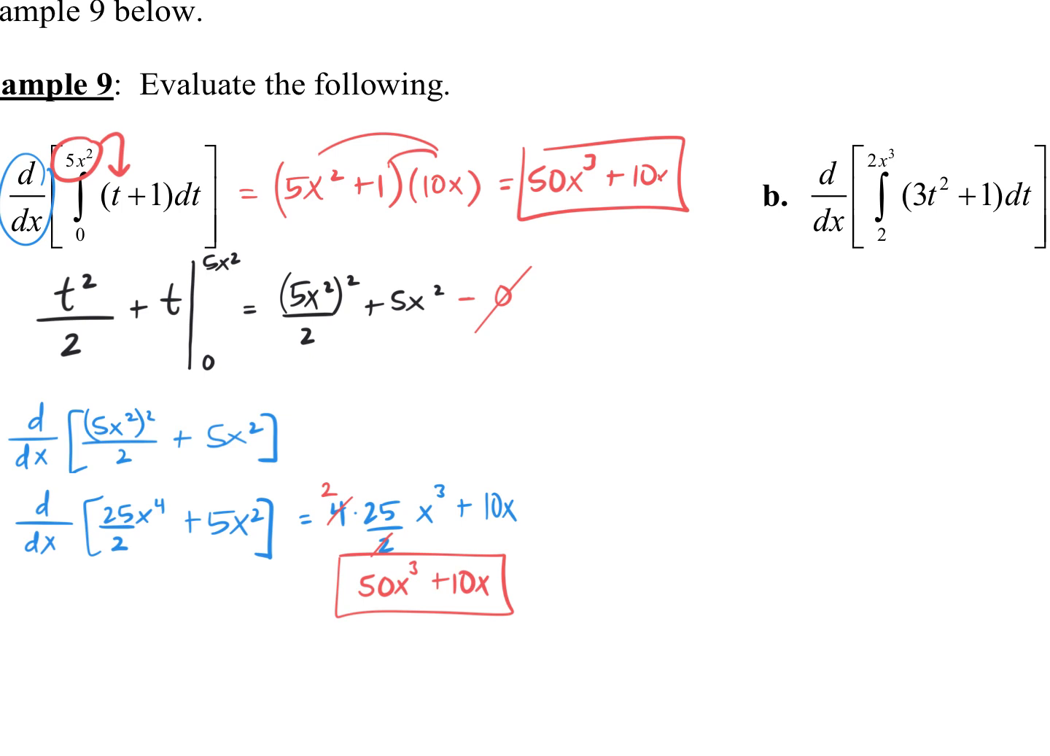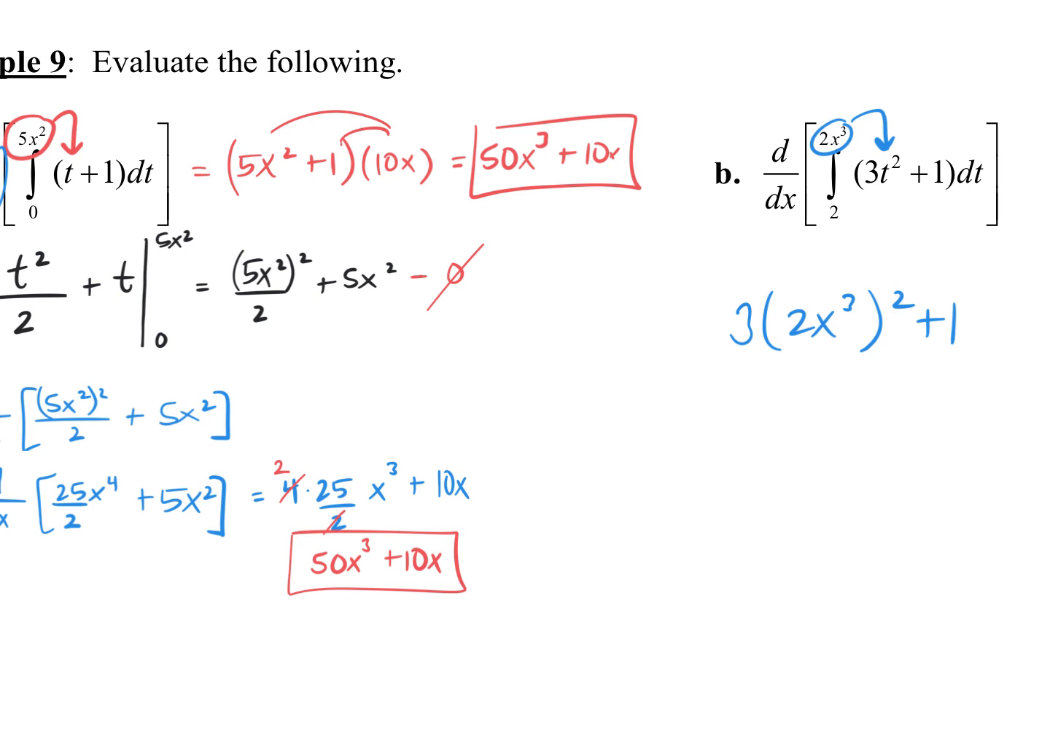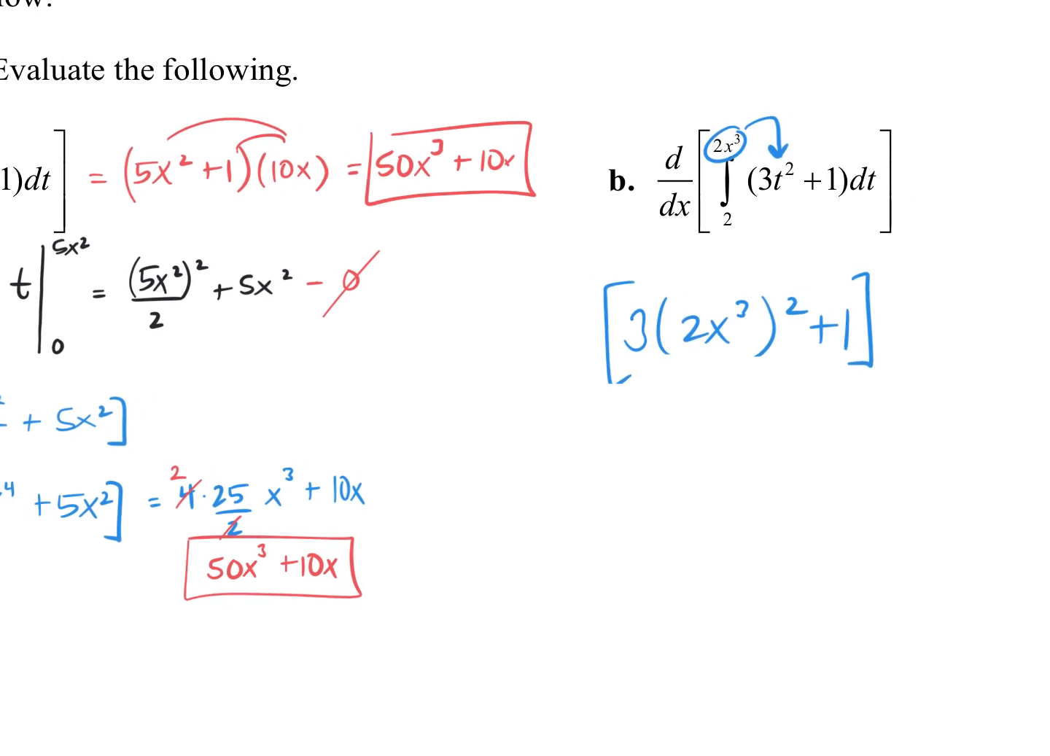So if I gave you something like this and I asked you to evaluate it, you don't need to do all that work. We can just plug in my 2x cubed where I see t. Just make sure you're plugging it in parentheses here. So I've got 3 times (2x cubed) to the 2nd power plus 1. And then this whole thing is going to be multiplied by the derivative of 2x to the 3rd. And the derivative of 2x to the 3rd is 6x squared. Okay, this could be an answer that you leave if it is a short answer question.